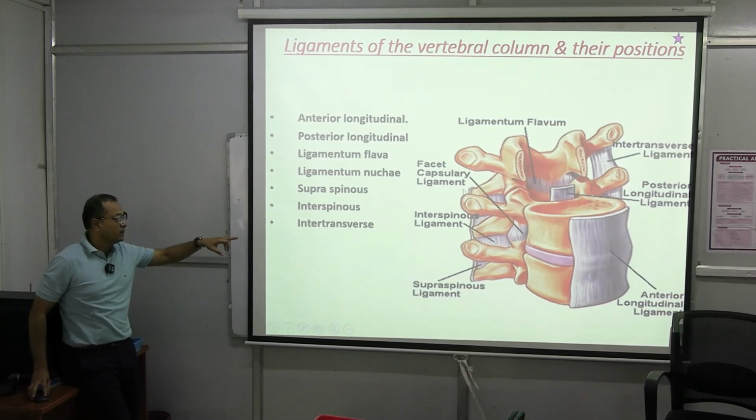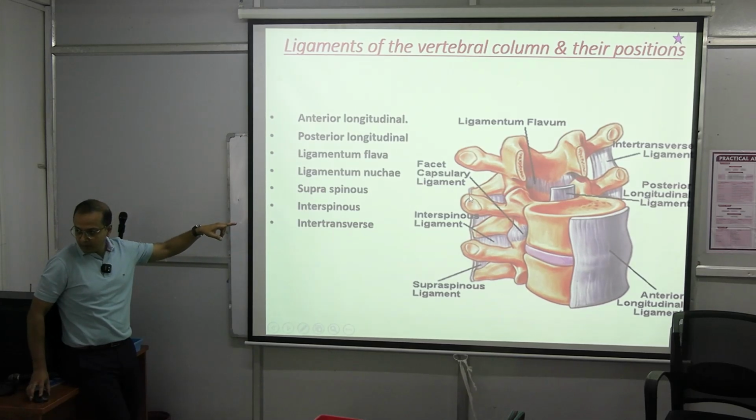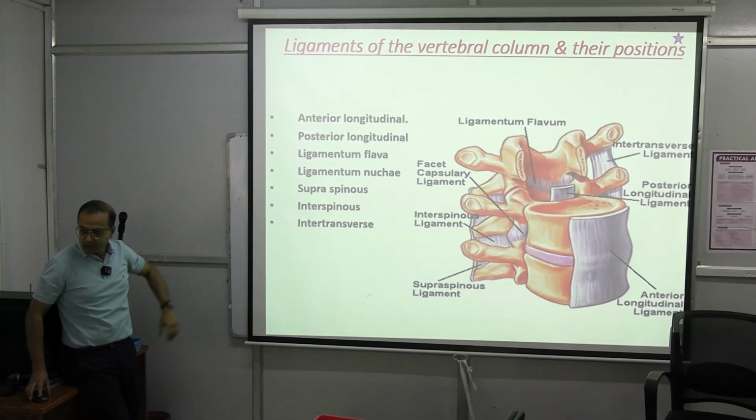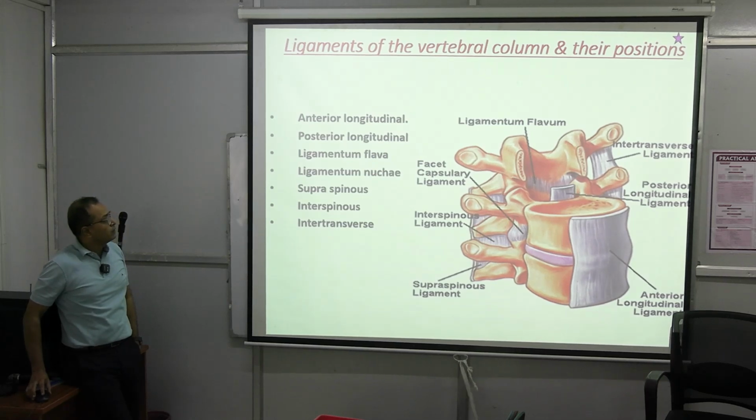So, the interspinous ligament, as you can see, lies between the spines. At the tips of these vertebral spines, touching the tip all the way along, we have the supraspinous ligament. Now we have this ligament of interest, which we call the ligamentum flava, or ligamentum flavum.